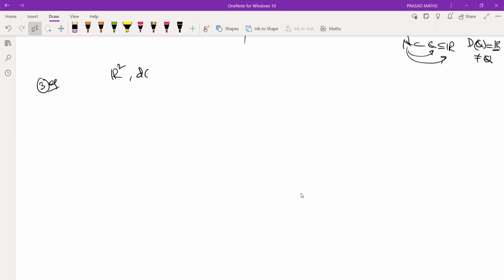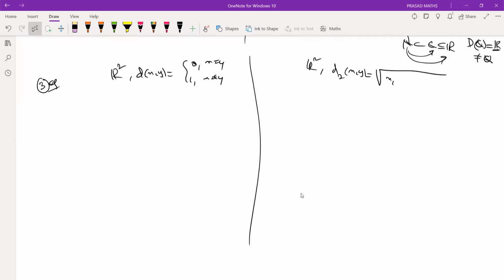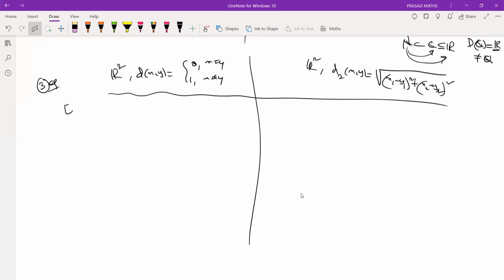That was one phase, with respect to discrete. What is my second phase? Suppose D2, the Euclidean metric. Suppose for the sake of convenience you take any simple set, like the x-axis or the y-axis. It is a subset of R2.